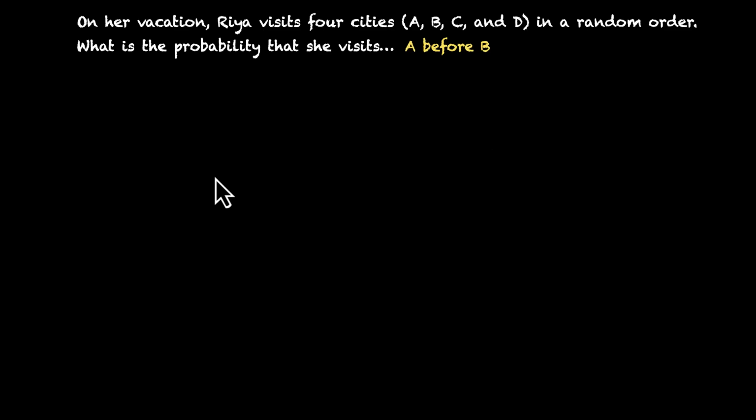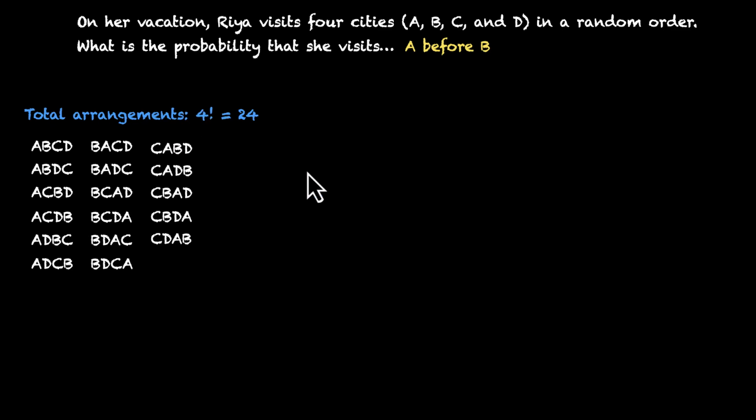Alright, let's do this together. So, one way to do this is list down all possible arrangements. We have A, B, C, D. If we arrange all of them, that's 4 factorial ways. That's 24. Here's the list of all 24 orders. 6 times 4, that's 24.